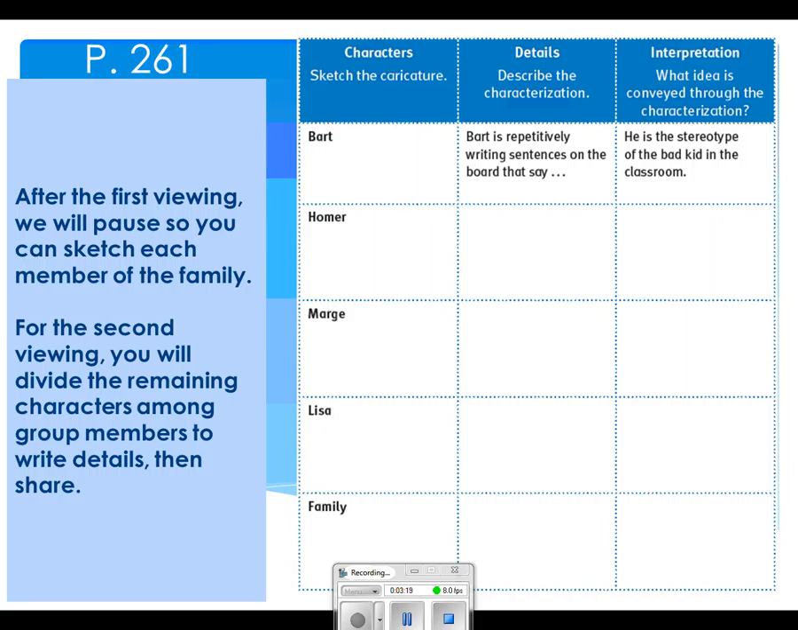We're going to be watching the opening scene from one episode a few times for you to kind of figure out and determine what has been characterized about this person or about this character. So what it says on the screen in the light blue box to the left, it says that we're going to be sketching out each member of the family. So we'd be developing a sketch for Bart, the son, Homer, the father, Marge, the mother, and Lisa, the oldest daughter, as well as the family.